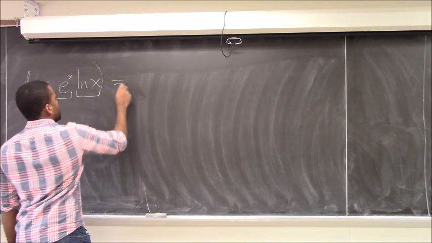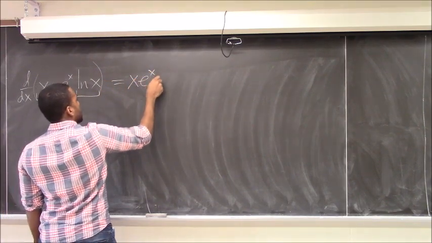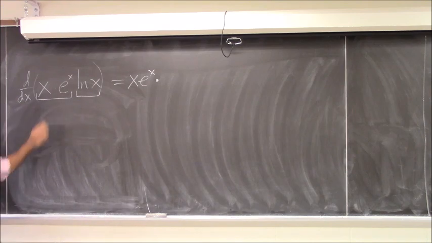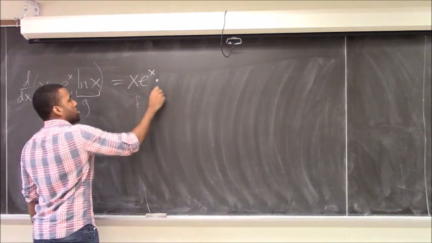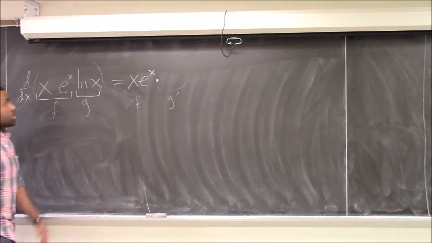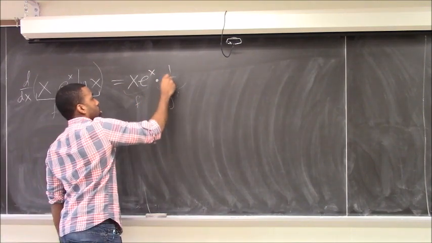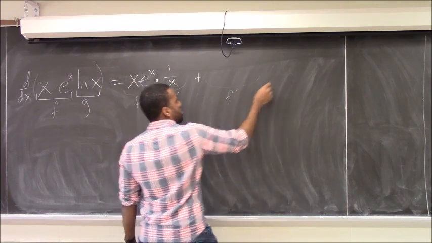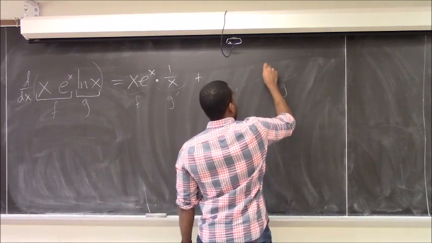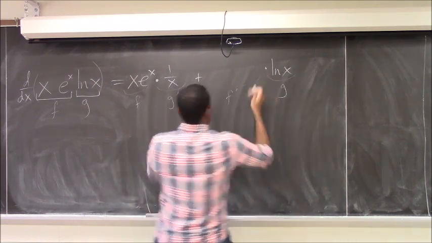So it means you would leave the x e to the x times the derivative. So this is your f and this is your g. So this is your f times, now we're going to do g prime. It's just 1 over x. Plus, now you're going to put your f prime times the g, which here is just ln x. But what is f prime?